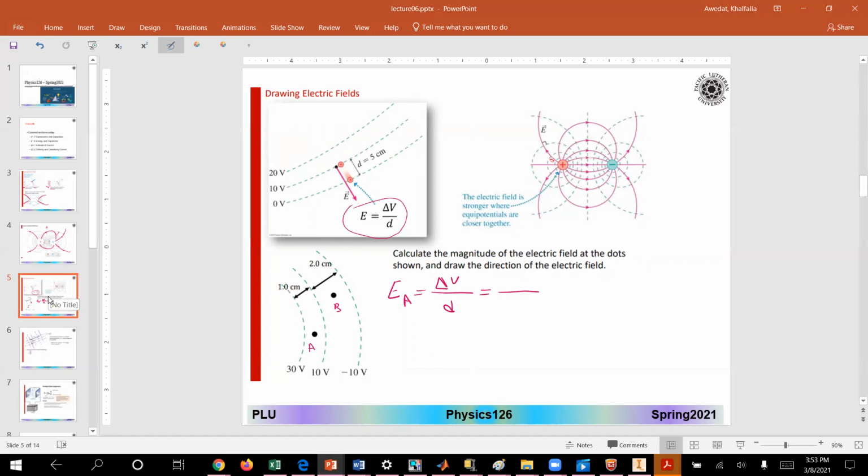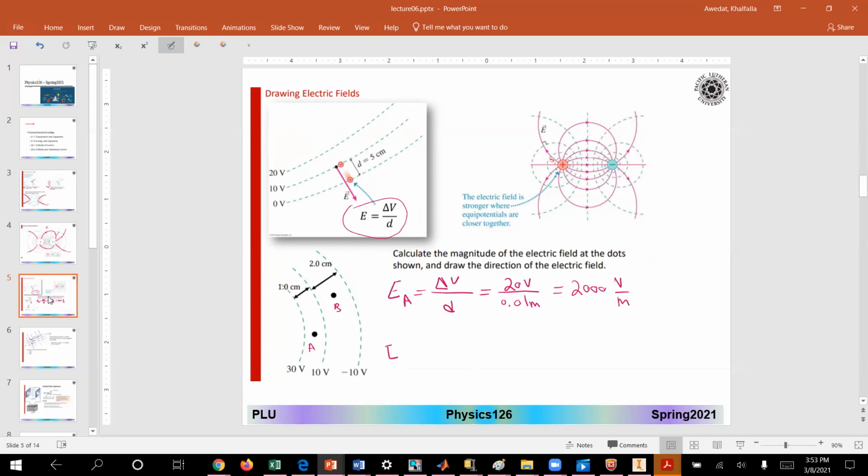Here, 30 minus 10 will be 20 volt, divided by the distance, 1 centimeter, which is basically 0.01 meters. We end up with 2000 volt per meter.